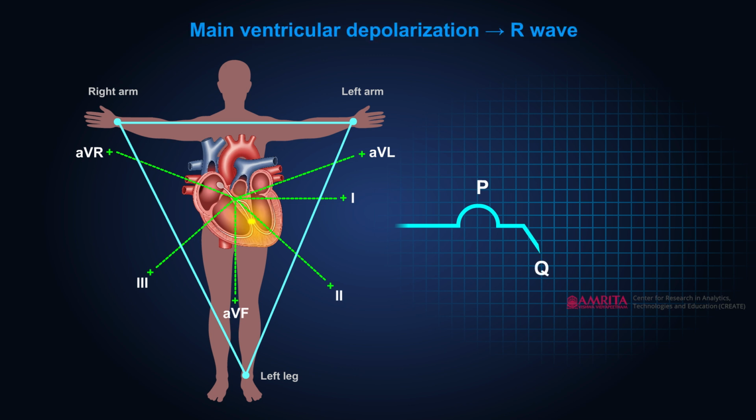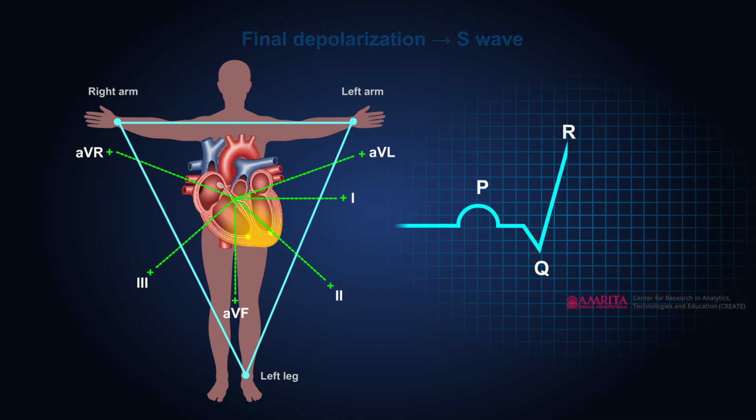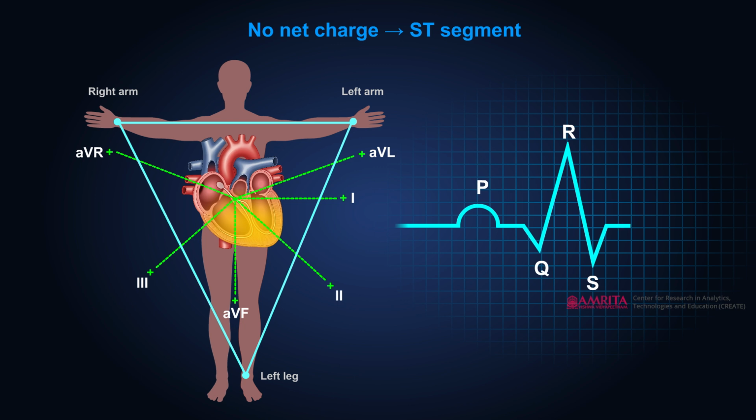The main ventricular depolarization wave shoots downward and to the left, directly toward the positive electrode, creating the large R wave. As the final region depolarizes away from the lead, the ECG shows the brief negative S wave. When the ventricles are fully depolarized, no net current flows. The ECG flattens into the ST segment.